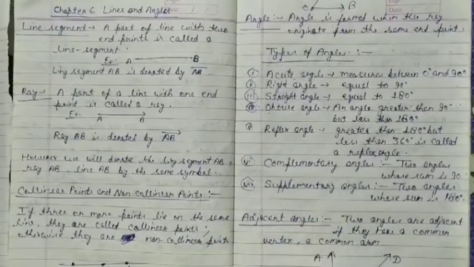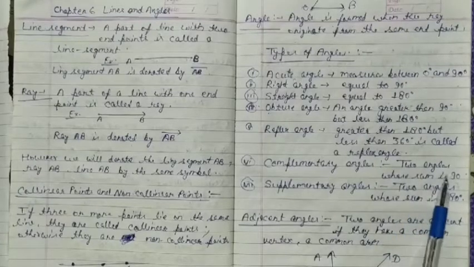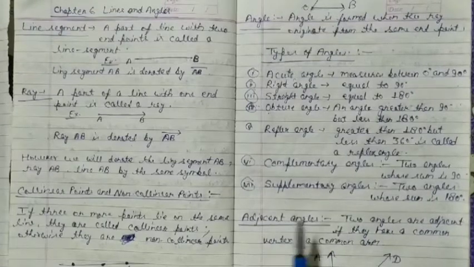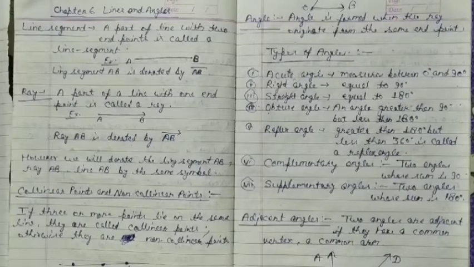Complementary angles. Two angles are known as complementary angles if the sum of the two angles is 90 degree. Supplementary angles. Two angles are known as supplementary angles if the sum of the angles is 180 degree.